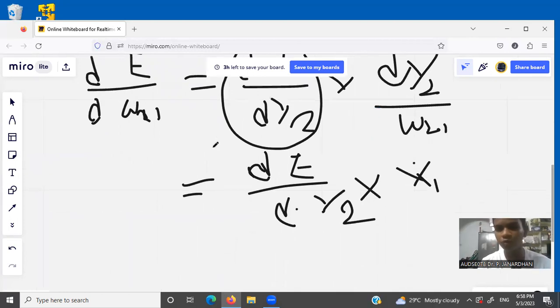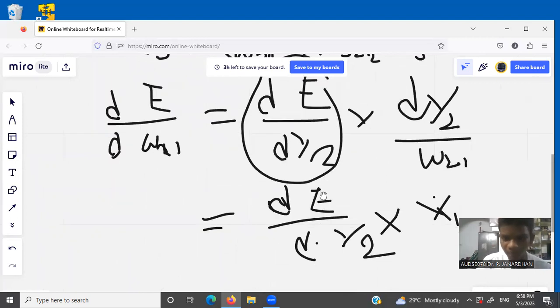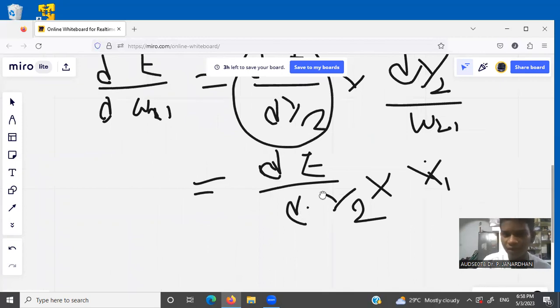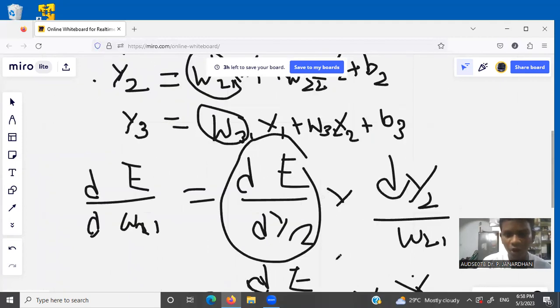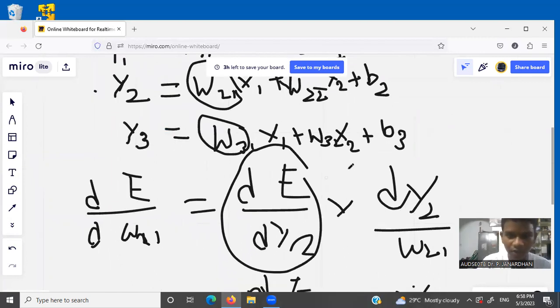This is true for any neuron. For example, if you take this weight, then the derivative will be the derivative of error by y3 multiplied by x1. We can just generalize this operation for all the weights here.